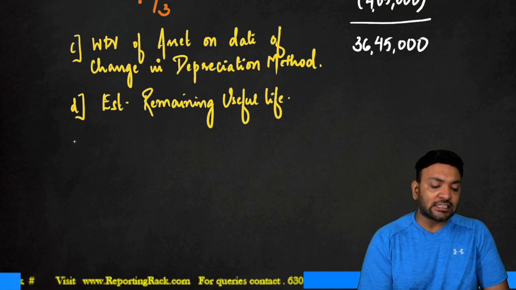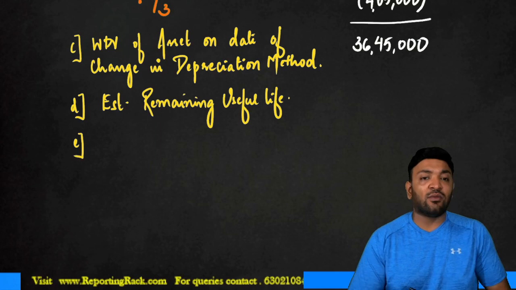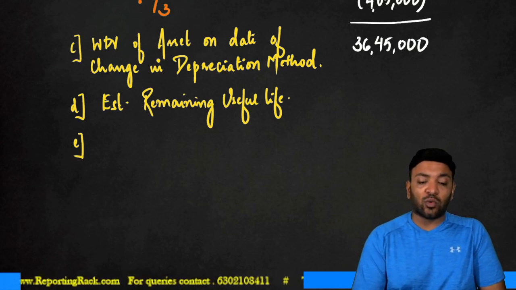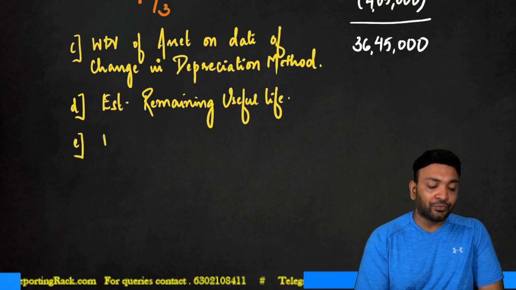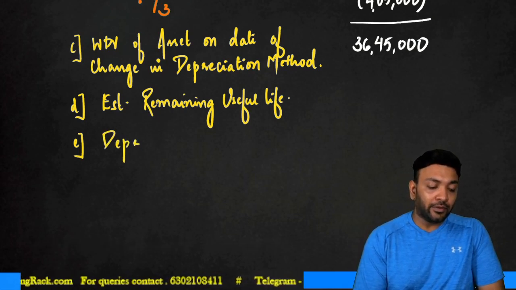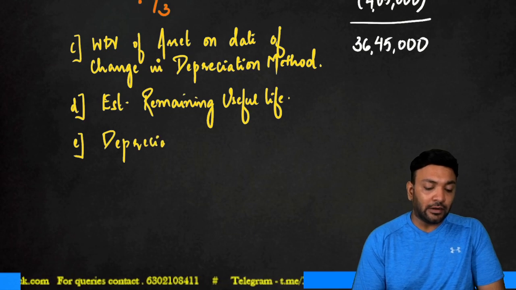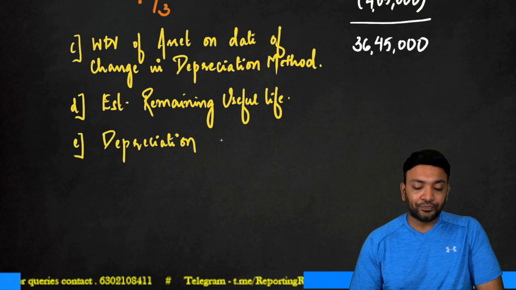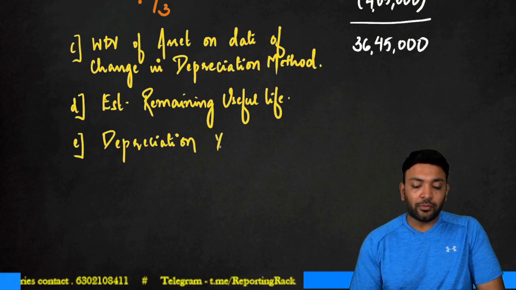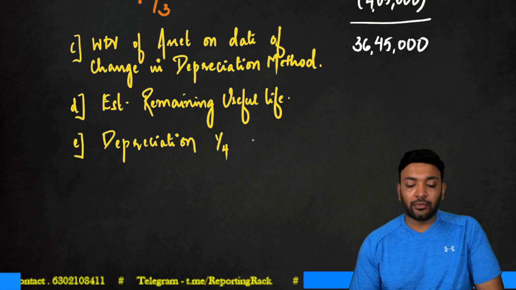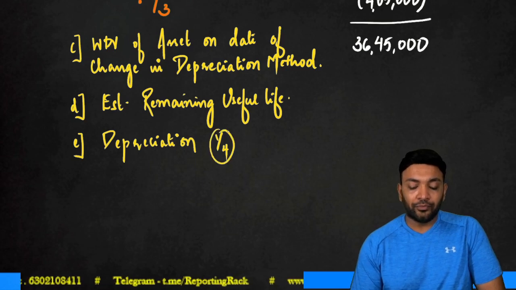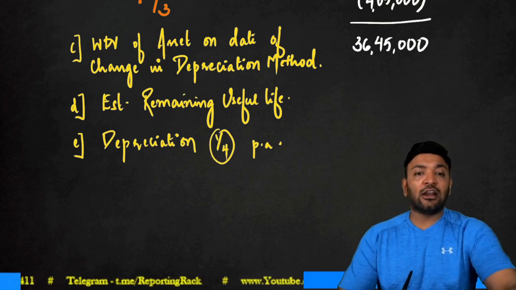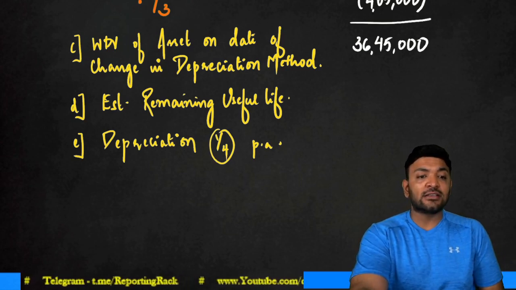And what is your estimated residual value? No residual value given in the question. So I'll ignore residual value and I'll only calculate what is the depreciation henceforth. Depreciation from year 4 per annum. Look at the question and find out what is the useful life in the question given to us.